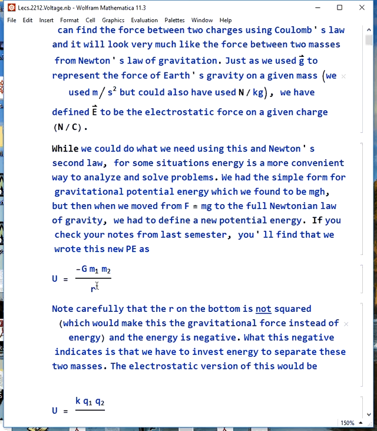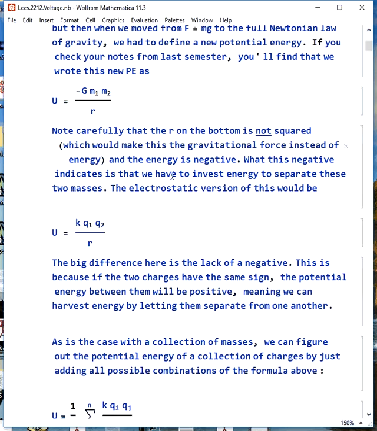And again, the big deal here is the r on the bottom is not squared, because that would take us back to gravitational force. The other thing is the energy is negative. The negative value of energy means you have to put energy into it to separate these two masses. The electrostatic version looks very simple. It's U equals k Q1 Q2 over r.